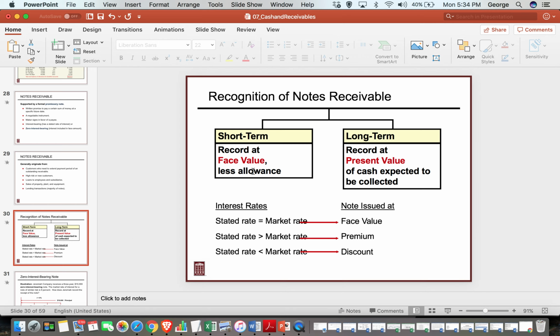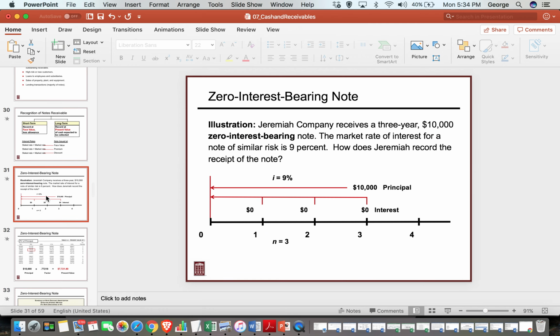All right, so recognition of notes receivable. Short-term notes should be recorded at face value, less any allowance. Long-term notes should be recorded at the present value of the cash to be received, so we'll show both of these. Here's a zero interest-bearing note. Jeremiah receives a 3-year, $10,000 zero interest-bearing note. The market rate is 9%. So what we're saying is the interest is located within this $10,000.